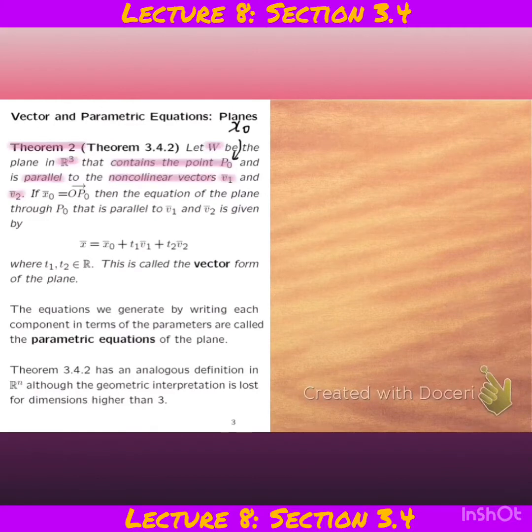Now, for two vectors to be non-collinear, it means they're not parallel, or the one is not a scalar multiple of the other. Then the equation of the plane through this point x0 that is parallel to both v1 and v2 is given by this equation here, where t1 and t2 are real numbers. And again, this is called the vector form of the equation of the plane.